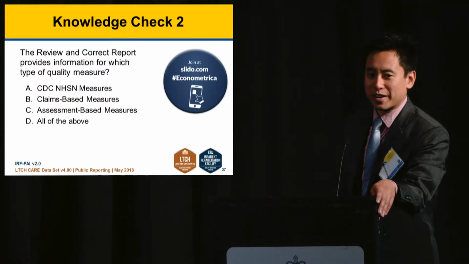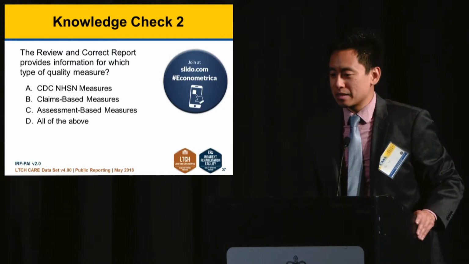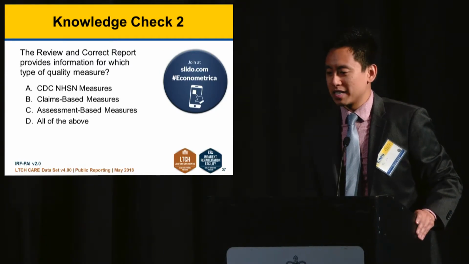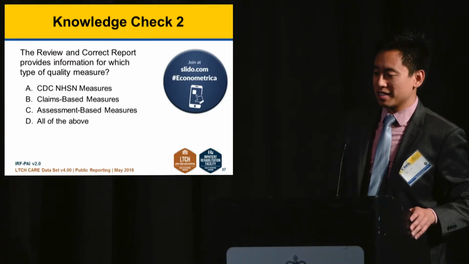All right, so knowledge check number 2. The review and correct report provides information for which type of quality measure? A, CDC and HSN measures, B, claims-based measures, C, assessment-based measures, or D, all of the above.